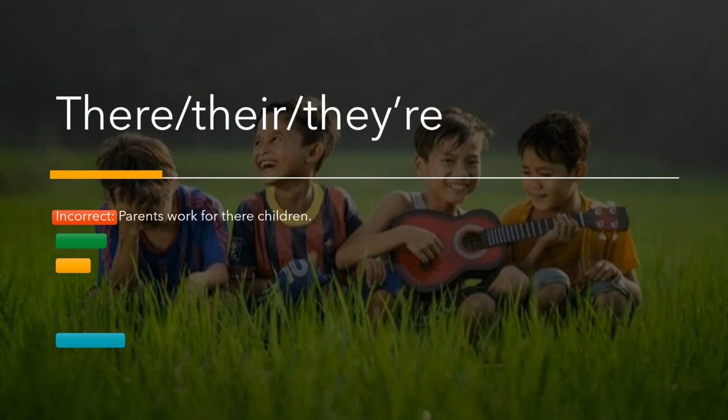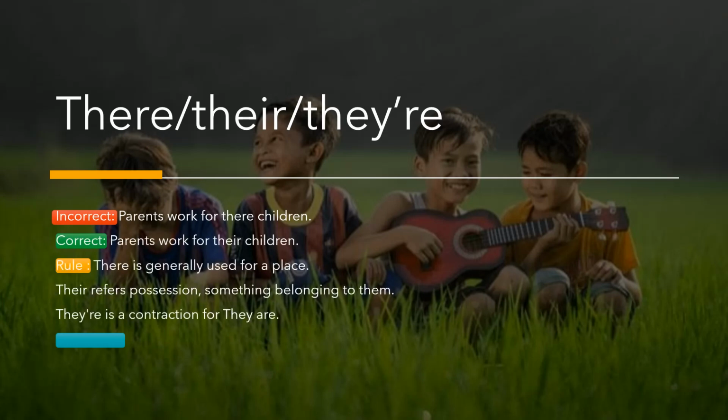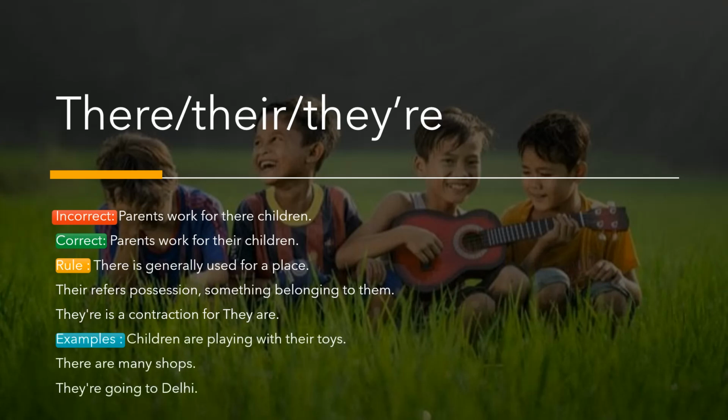There, their, they're. Parents work for their children. There is generally used for a place. Their refers to possession, something belonging to them. They're is a contraction for they are. So children are playing with their toys. There are many shops. They're going to Delhi.